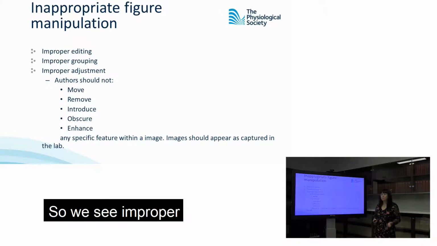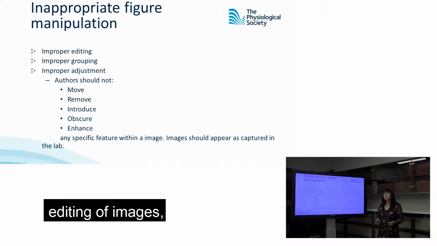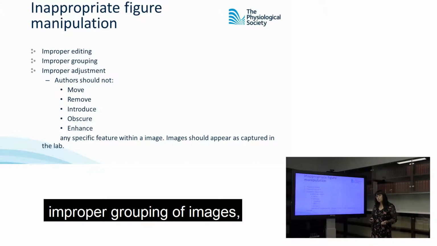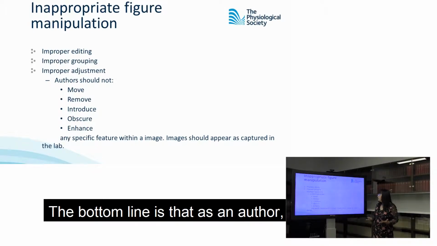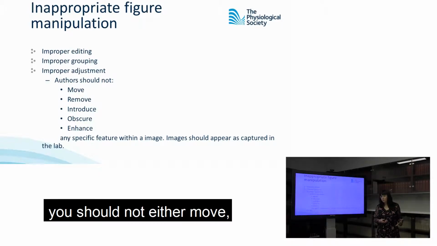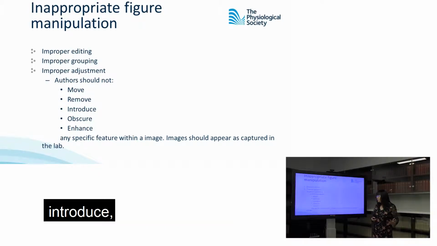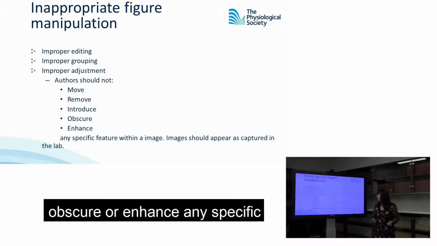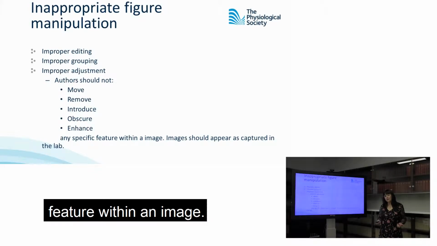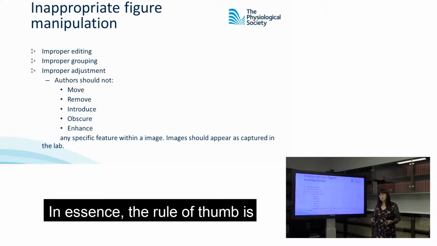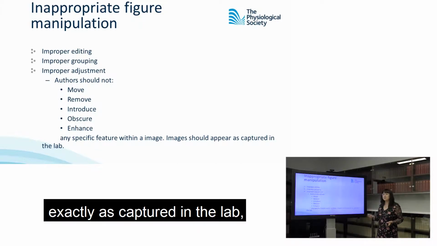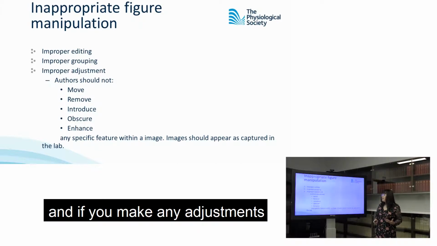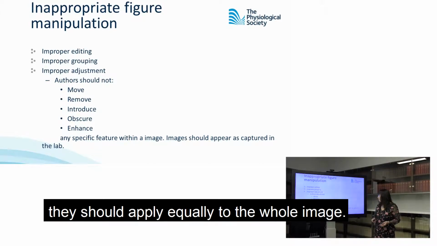So we see improper editing of images, we see improper grouping of images, and we see improper adjustments of images. And the bottom line is that as an author, you should not either move, remove, introduce, obscure, or enhance any specific feature within an image. In essence, the rule of thumb is that your images should appear exactly as captured in the lab. And if you make any adjustments, it should apply equally to the whole image.